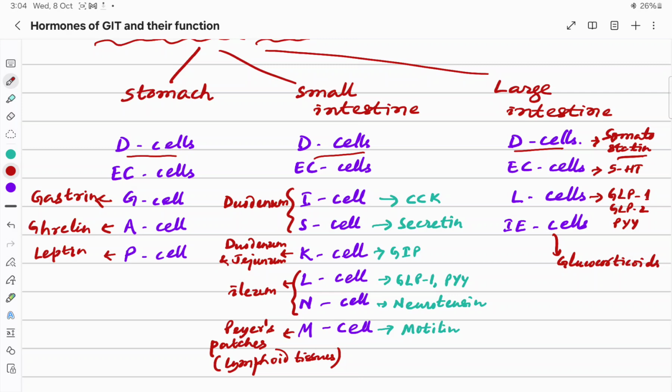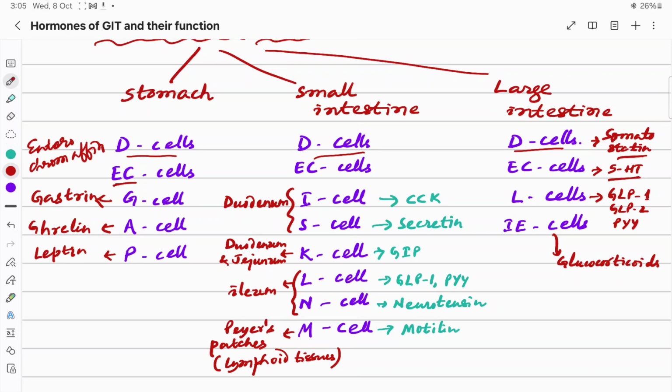Then the second group of cells present throughout the GIT, in the stomach as well as intestine, is the EC cells or enterochromaffin cells. These cells secrete serotonin or 5-hydroxytryptamine, which activates the enteric nervous system to control intestinal motility and secretions.